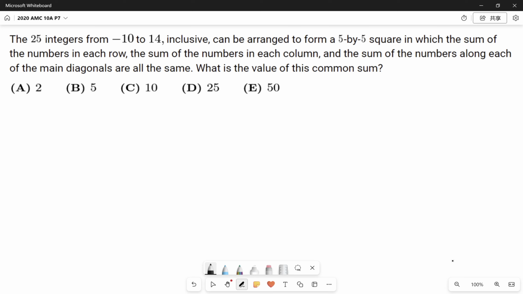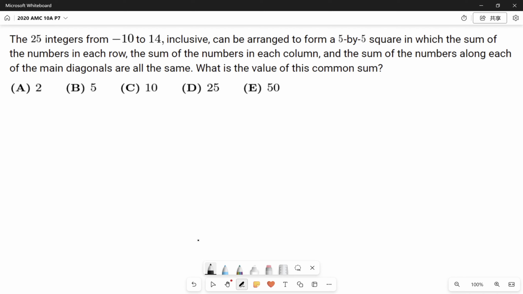Now we're going to talk about 2020 AMC 10A Problem 7. The 25 integers from -10 to 14 inclusive can be arranged to form a 5 by 5 square in which the sum of the numbers in each row, the sum of the numbers in each column, and the sum of the numbers along each of the main diagonals are all the same. What is the value of this common sum?